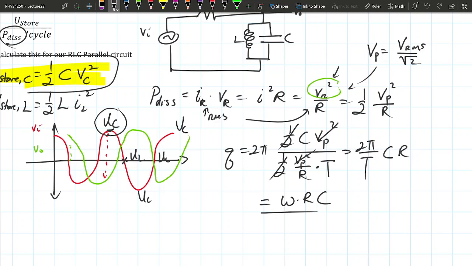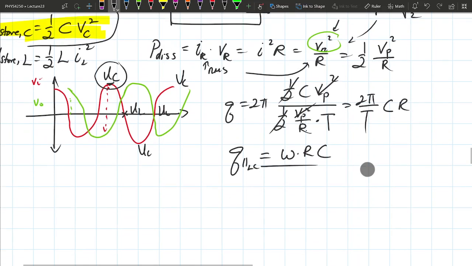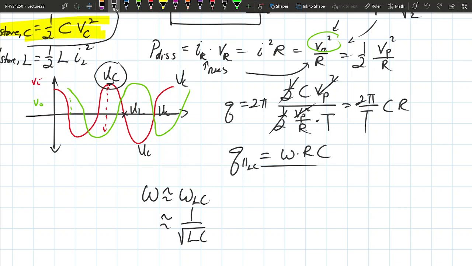Okay. So that's the Q factor for a parallel RLC circuit. We can massage this even a little bit more, because omega is approximately omega LC. In other words, omega is going to be approximately 1 over square root of LC. We can actually plug that in here.